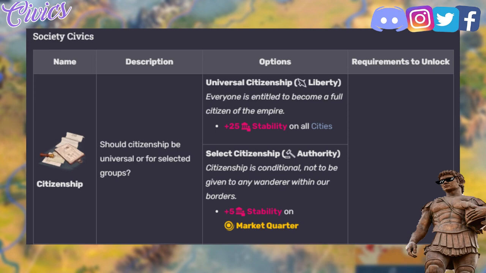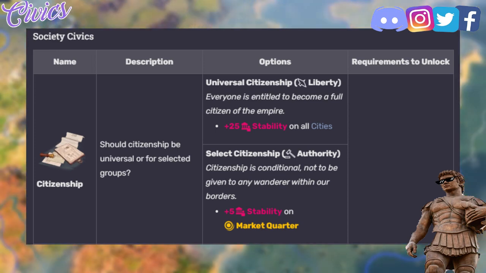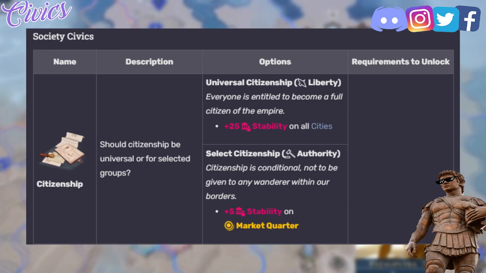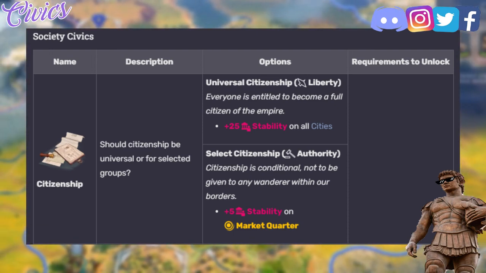Option B, select citizenship, authority. Citizenship is conditional, not to be given to any wanderer within our borders. Receive plus 5 stability on market quarter.